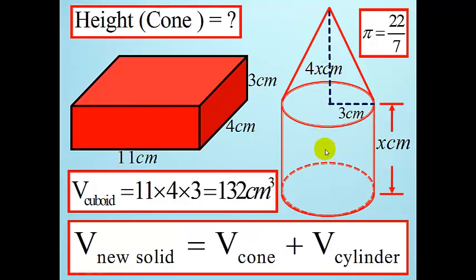That is a cylinder together with the cone. So the volume of the new solid will be equal to the volume of the cone plus the volume of the cylinder, because this is a conical cylindrical shape. So the volume of this new solid will be equal to the volume of the cone alone plus the volume of the cylinder.